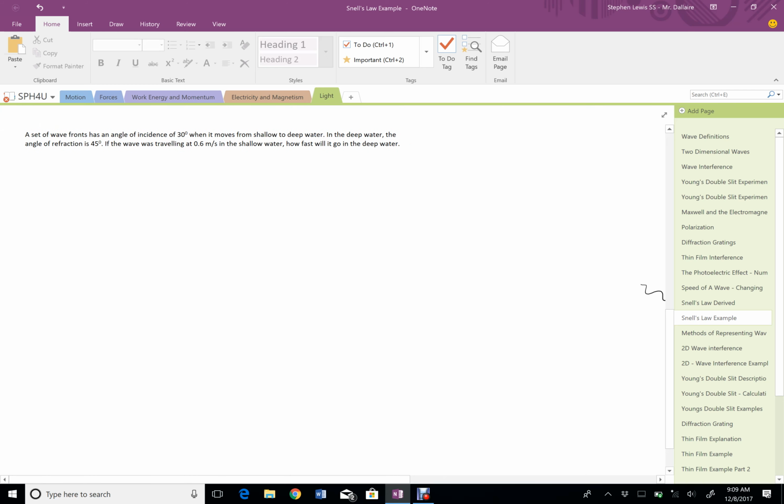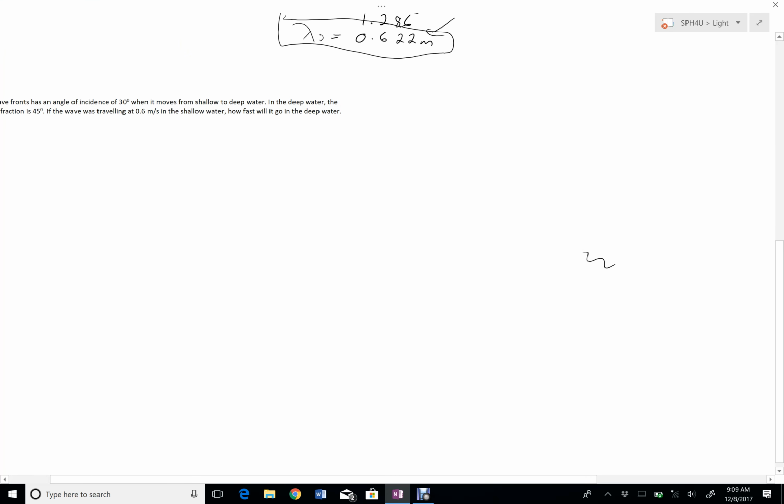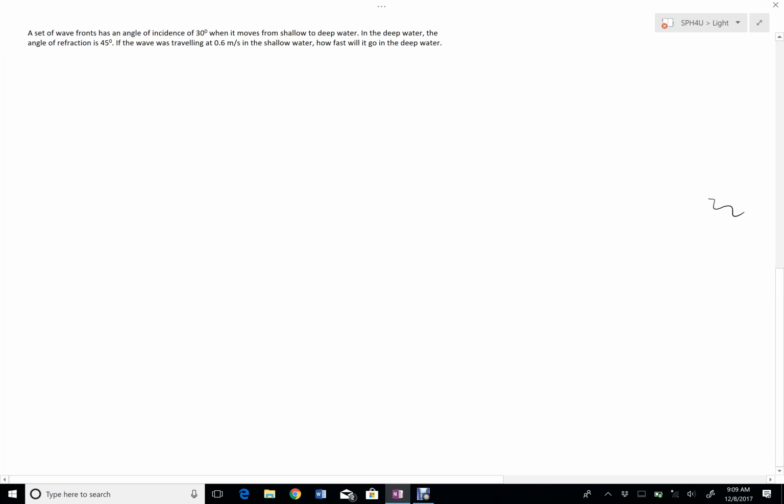Okay, just one more quick example of a Snell's law problem here. A set of wavefronts has an angle of incidence of 30 degrees when it moves from shallow water to deep water. In the deep water, the angle of refraction is 45 degrees. If the wave is traveling at 0.6 meters per second in the shallow water, how fast will it be going in the deep water? So we want to know what the velocity in the deep water will be. We have the velocity in the shallow water.